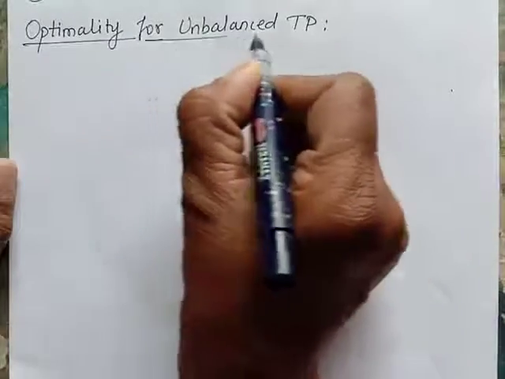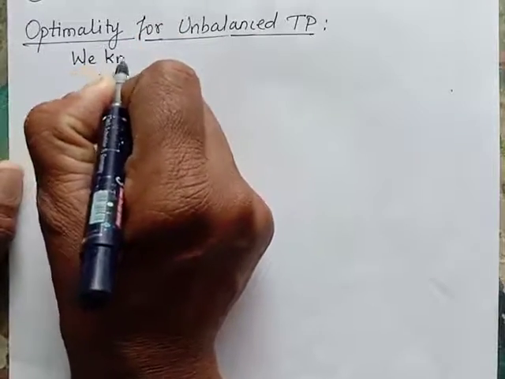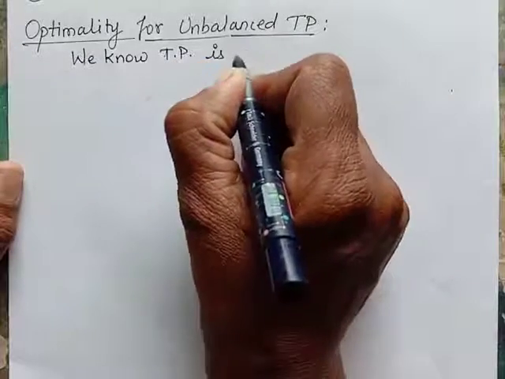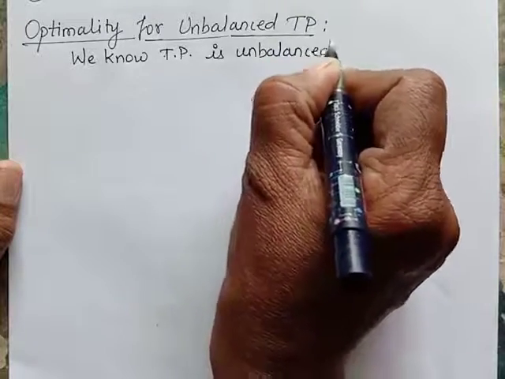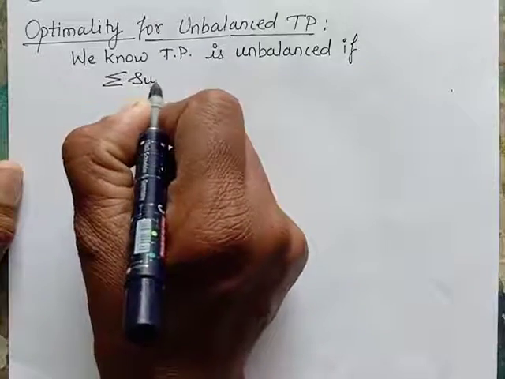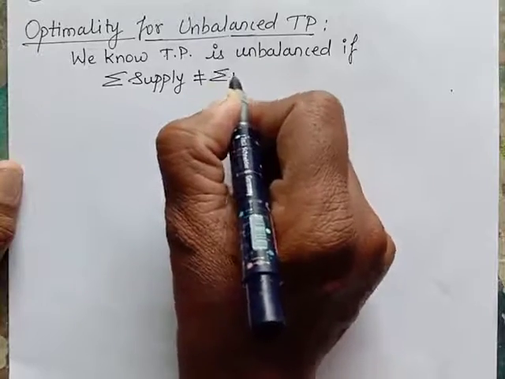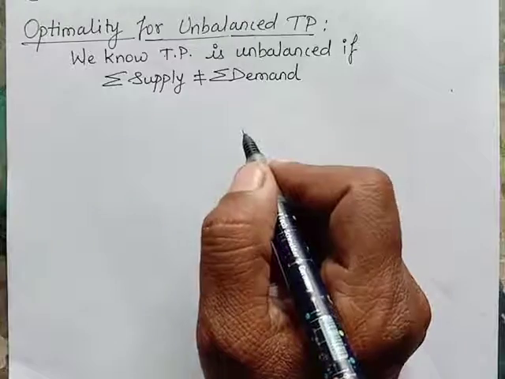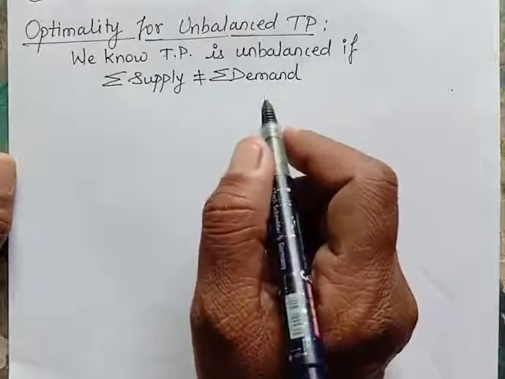Now we know TP is unbalanced if summation supply is not equal to summation demand. So here, if these are unequal, what can happen?